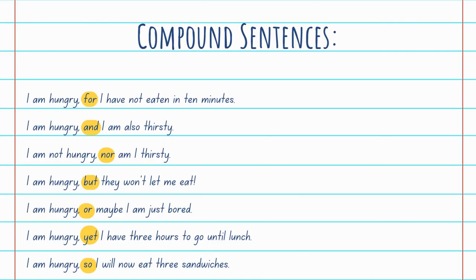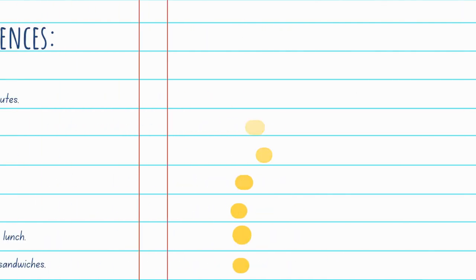I am hungry. Or maybe I'm just bored. So here, flipping it using the contrast to show a different relationship. I am hungry, yet I have 3 hours to go until lunch. So again, this is just a fancy way to say but and show contrast. I am hungry, so I will now eat 3 sandwiches. So causal relationship, why am I eating those 3 sandwiches? Because I'm hungry. You know it, always.